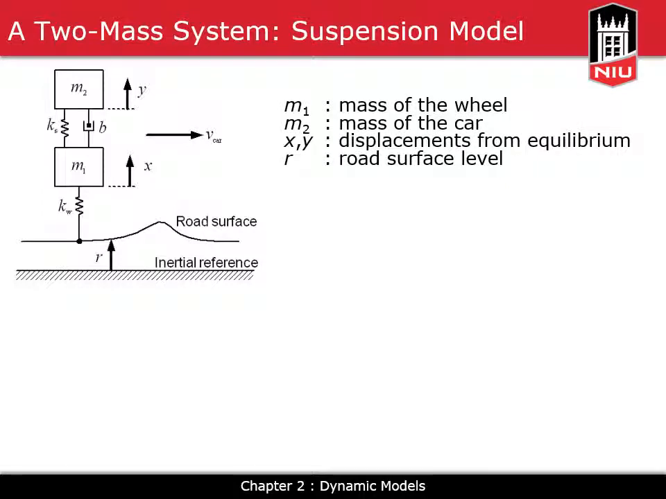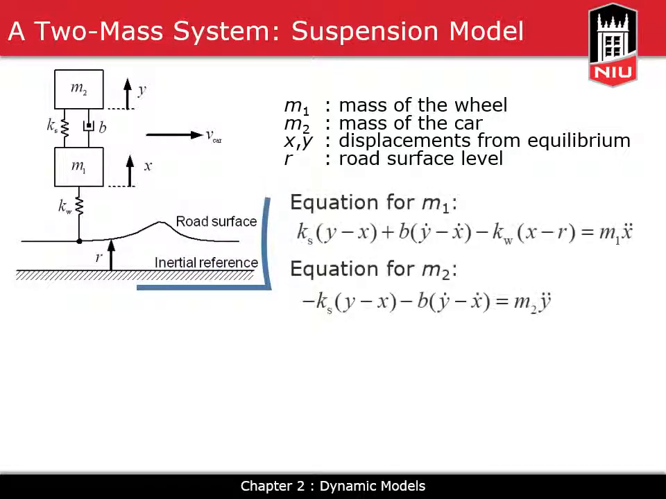Here is a second example. Two-mass system, which is a simplified model of the suspension system of a car. You see two masses here. M1 is the mass of the wheel, M2 is the mass of the car itself. You see two springs, one is the spring between the wheel and the car, and the other represents the tire itself, which acts like a kind of spring. There is also a damper in between the wheel and the car, which is also part of the suspension system.